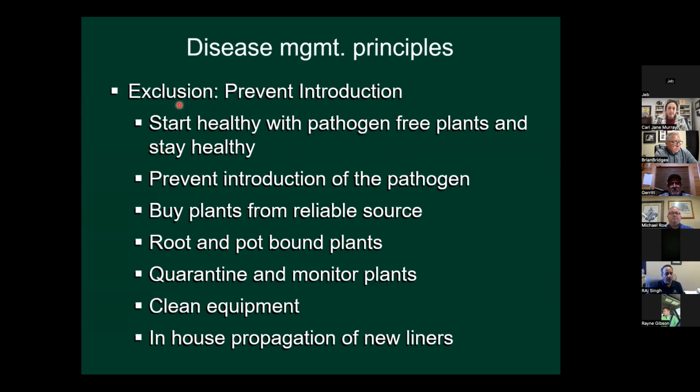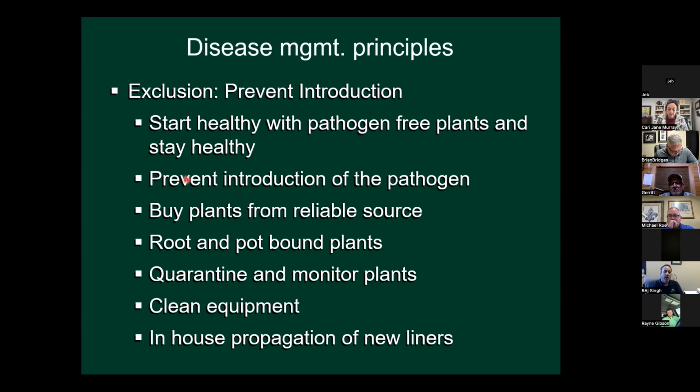Exclusion means we are trying to prevent the pathogen from moving into your nursery. If you stay with pathogen-free plants, you're going to stay healthy, with about 50 to 80% less disease. Prevent introduction of the pathogen. It's very, very important, and one of the main sources of transmission of diseases is infected plant material. Depending upon the plant disease, it may look very healthy to start with, but by the time you put it in the landscape, the pathogen is ready to work on it and cause symptoms.